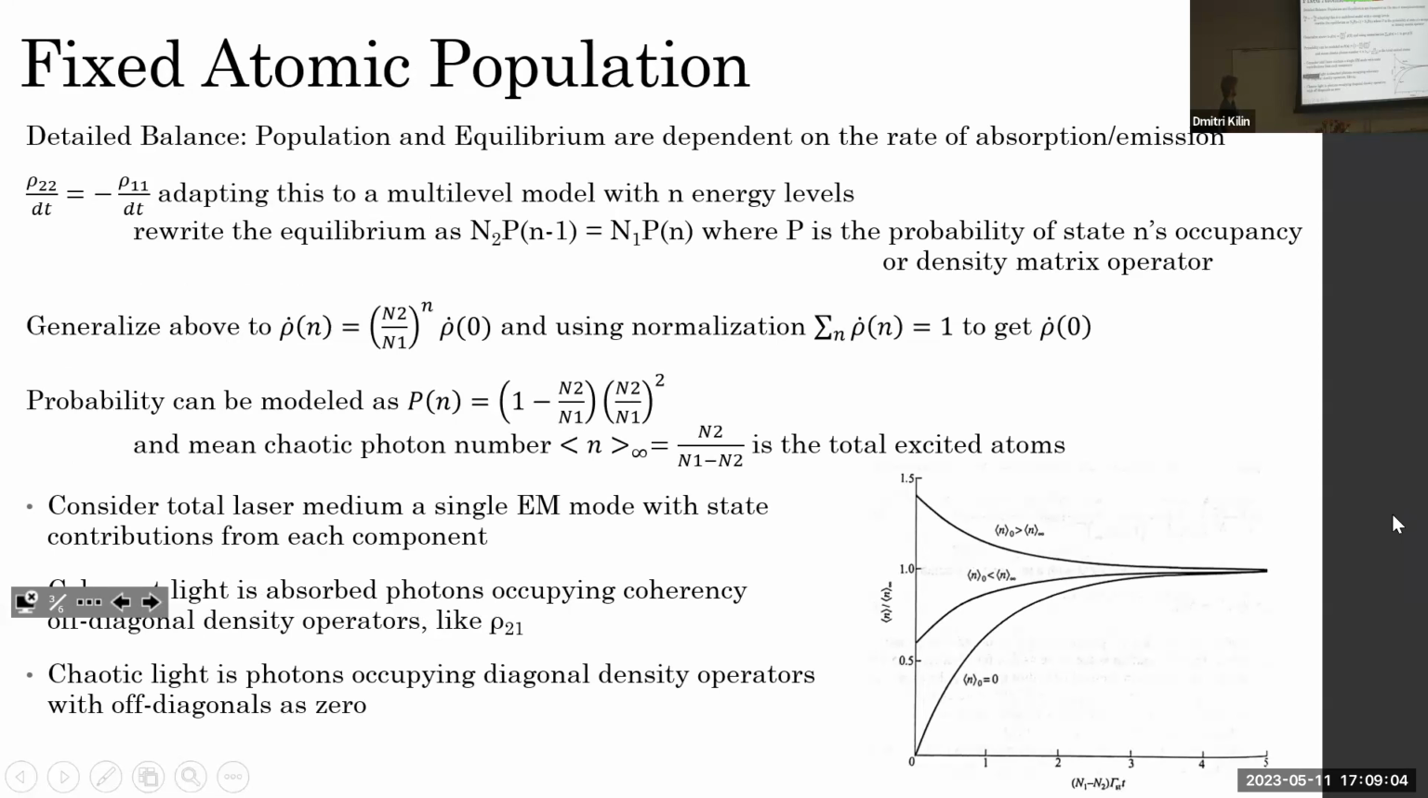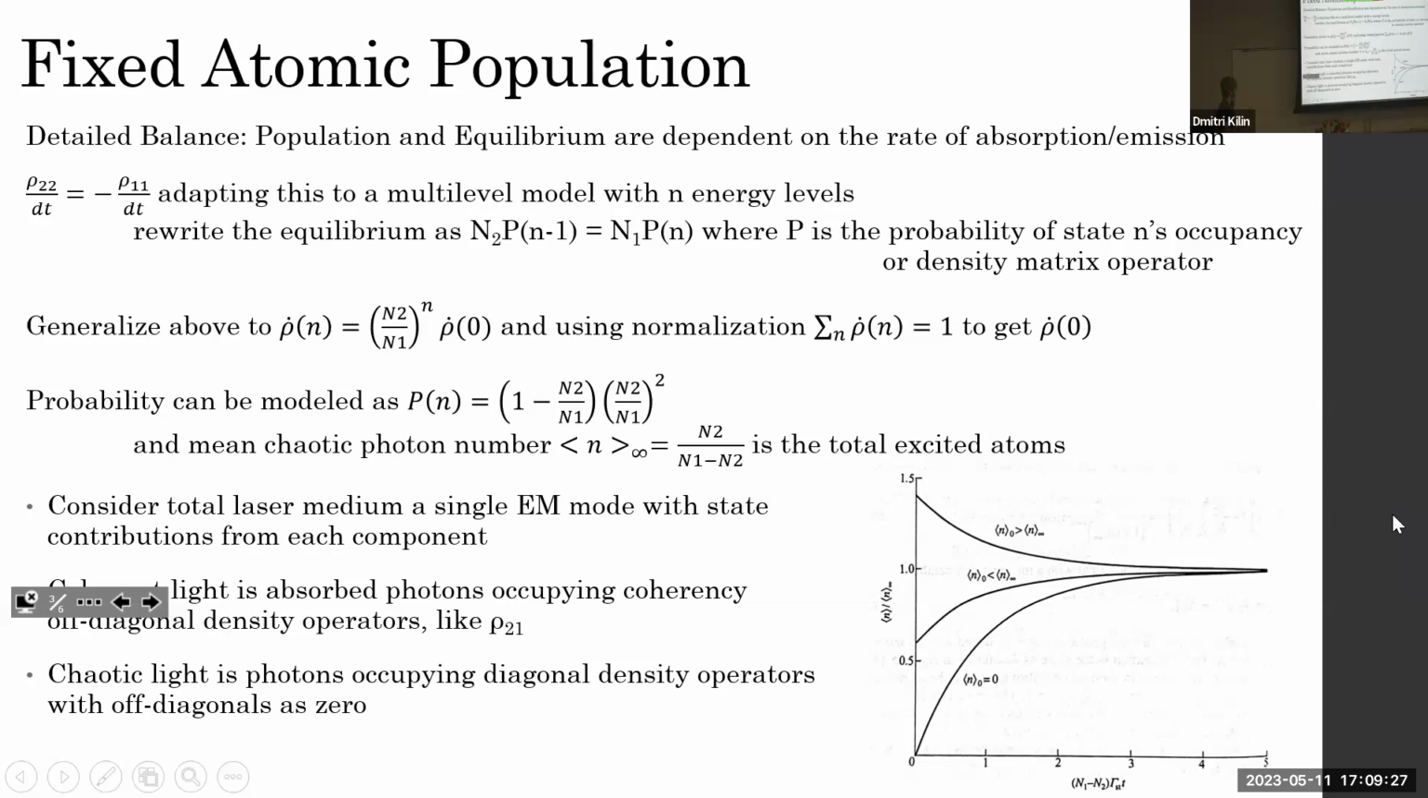So going back to detailed balance, the whole idea of detailed balance is that the population in equilibrium is based on the rate of absorption and emission. From that, we can establish this equation where the excited state rate of change is equal to the negative of the ground state change. And so we can adapt this to a multi-level model with n energy levels. So it's not just a two-state system.